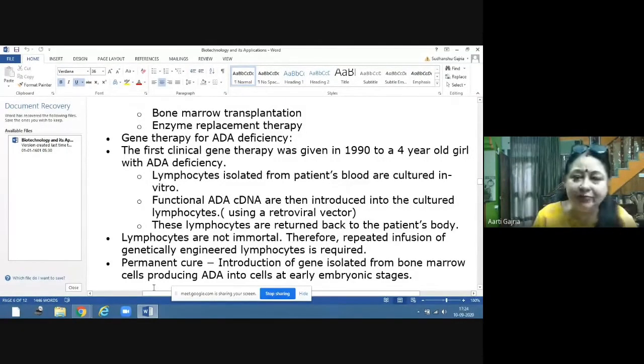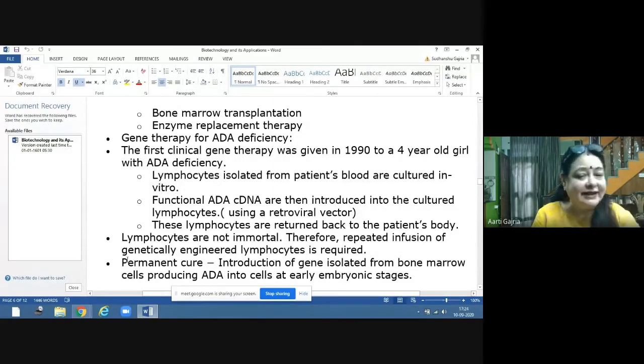How can it be introduced? It can be introduced by using a vector. And here they used a retrovirus as a vector. So by using a retroviral vector, this gene of interest. Now what is our gene of interest? That is the gene which is responsible to produce the adenosine deaminase enzyme. So this gene was introduced into the cultured lymphocytes which were there in vitro.